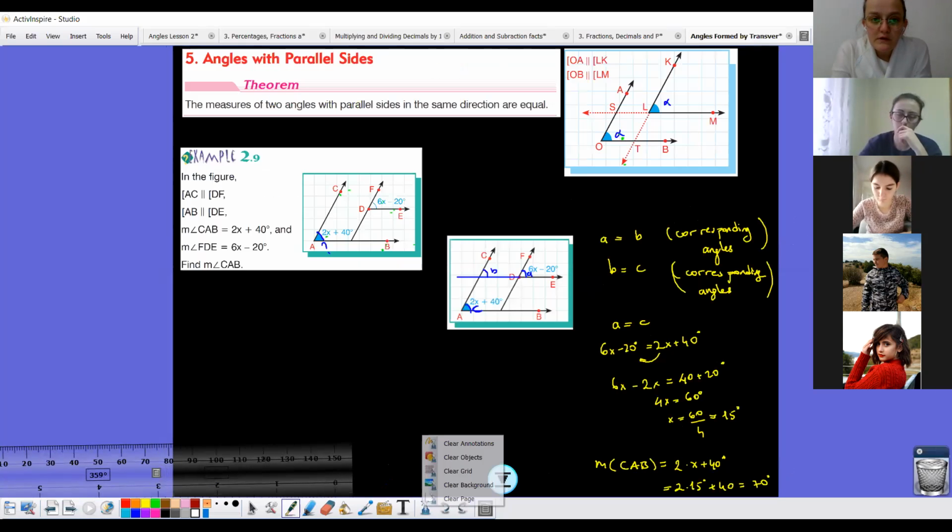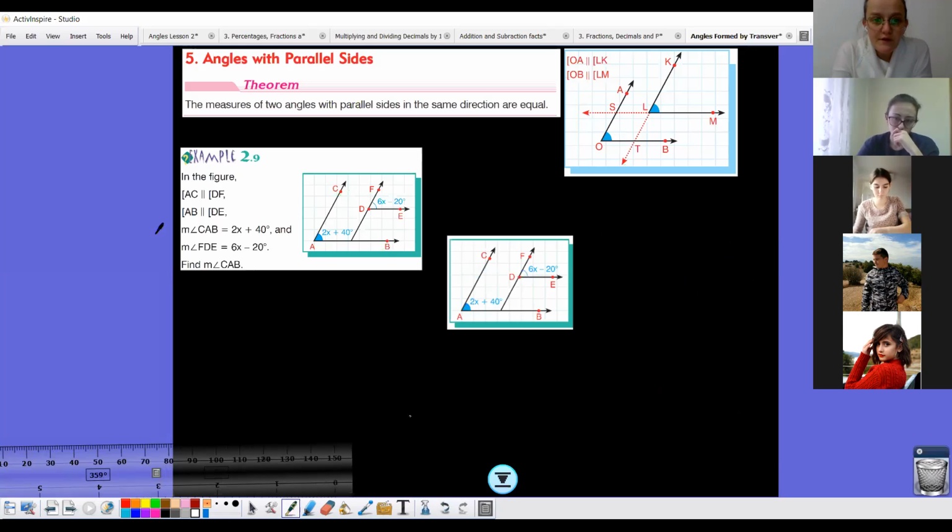Now here we have another theorem, angles with parallel sides. As you see here, we have two angles. One angle is AOB and the other angle is KLM. And the sides of the angles are parallel to each other. As you see, OA is parallel to LK, OB is parallel to LM.